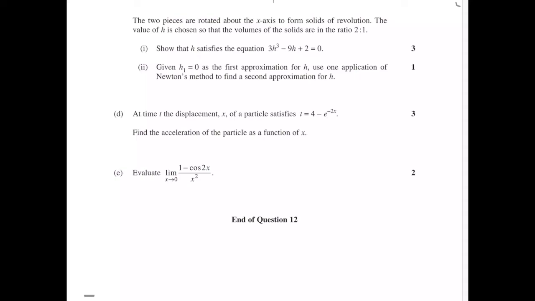Okay, part D. At time t, the displacement x of a particle satisfies t equals 4 minus e to the minus 2x. Find the acceleration of the particle as a function of x. Okay, so here's our function which relates the time to the displacement. Now we want to find the acceleration of the particle, but not as a function of t, which is what we usually see it as. We want to find it as a function of x.